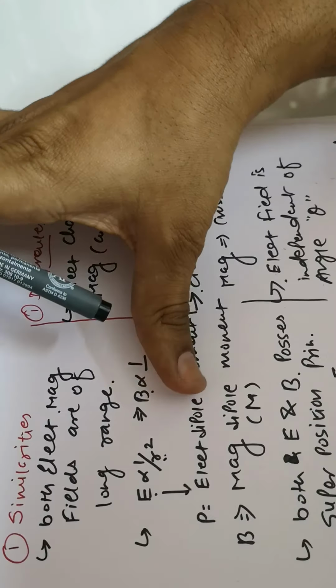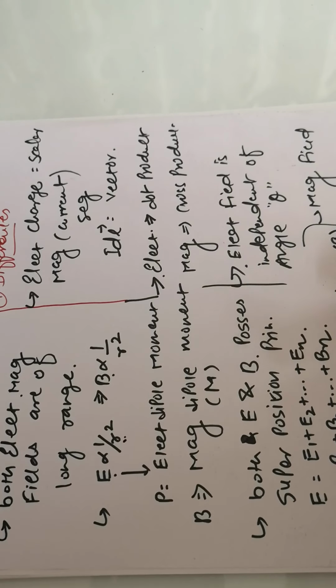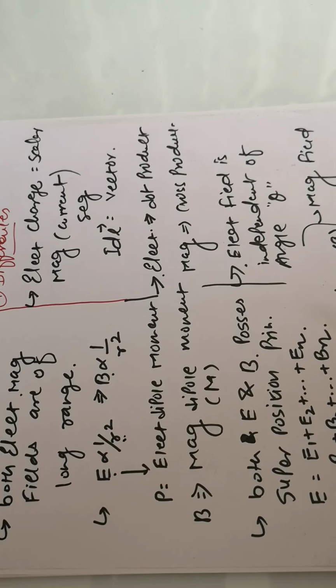So I have pointed out similarities and differences for you. Be careful in this chapter. Either in school or board exams they ask for 2 or 3 marks, basically 2 marks theory: either the similarities and differences of solenoid and toroid, or they may ask what are the similarities and differences of electric field and magnetic field.